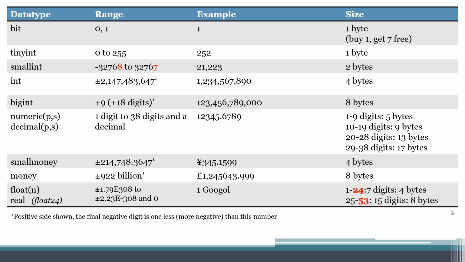We're going to start with the bit data type. The bit data type has a range of 2 values. It can store a 0 or a 1. Now, technically speaking, a bit can actually store a third value. In fact, all of these data types can store an additional value beyond what you see here, and that's the value null. So a bit can store a 0 or a 1 or a null.